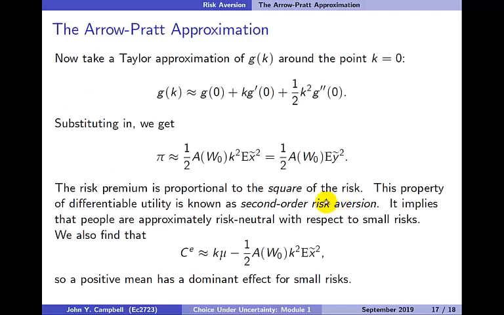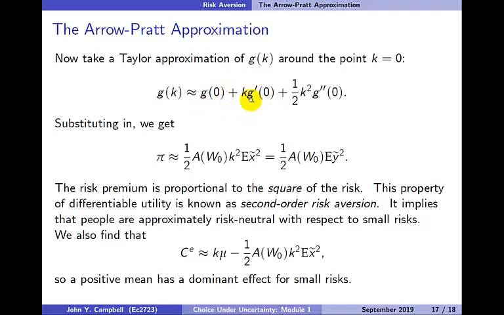Now, how do we use this? Well, we're going to take a Taylor approximation of G of k, the risk premium we're interested in solving for, around the point k equals 0. And this is going to be a good approximation for a small risk, for small k. So G of k is approximately G of 0 plus k G prime of 0 plus 1/2 k squared G double prime of 0. The first two terms are just 0, so they drop out.